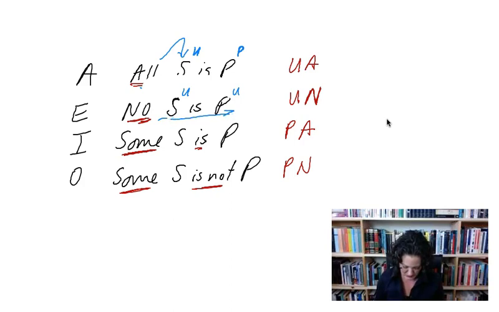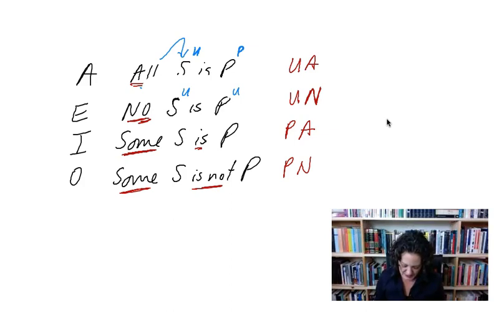That's good news for us when we start doing the square of opposition, because we're going to find out when we want to convert something, some E statements, you can straight convert it. You just switch the S and P terms and then you have your answer.